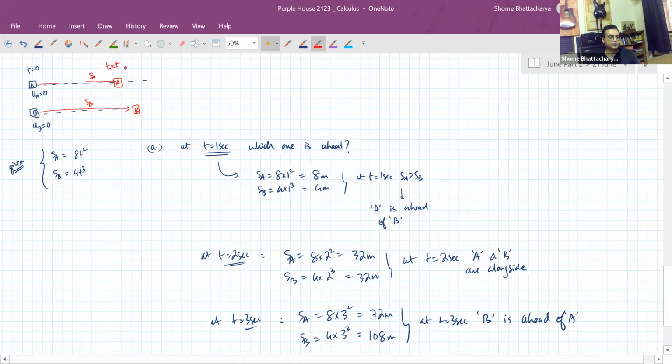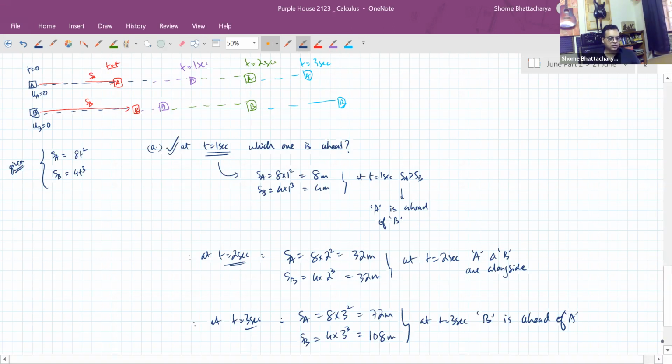So let's say this is what our picture looks like at t equal to 1 second. A is ahead, B is behind. But by the time we come to 2 seconds, A and B are alongside. And then by the time we come to 3 seconds, B has gone ahead. So it's a very interesting type of motion. Initially A is faster than B, but eventually B is overtaking A, and it's exactly overtaking at the moment of 2 seconds. However, in the question, only this was asked. This is some extra work that I've done just to explain more about the question.